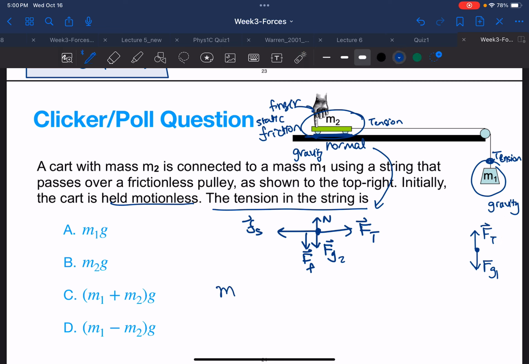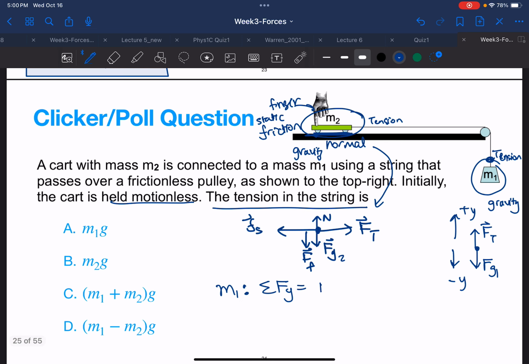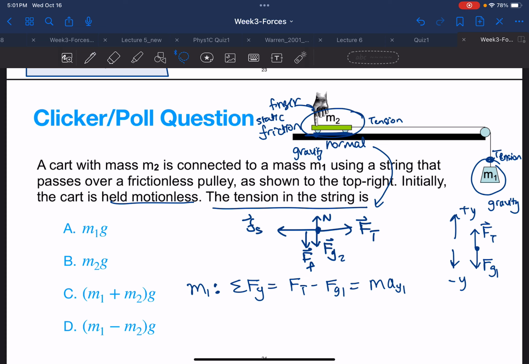So for M1, if I do the sum of the forces in the y direction and I assume up is positive y and down is negative y, I get the following equation. Ft minus Fg1 is equal to M a_y1, meaning acceleration of object 1 in the y direction. Well, I just talked about the fact that this is 0 because it's in equilibrium. So then we can say that force of tension is just equal to Fg1, which we know is M1 g. So the correct answer is here, A.